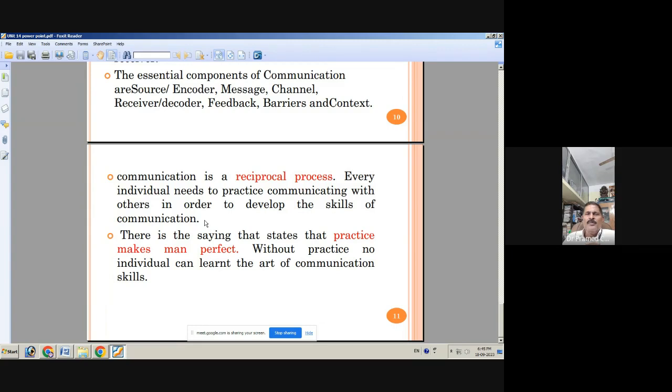Suppose you hesitate to participate in a debate, then you cannot speak. If you have an interest in singing, you will have to participate in song competitions. If you have an aptitude for dance, then you can take part in a dance program. So automatically practice makes one perfect. And if you develop certain skills, that is, communication skills, then your communication process will be more effective and more dynamic, and we can achieve success in our life.